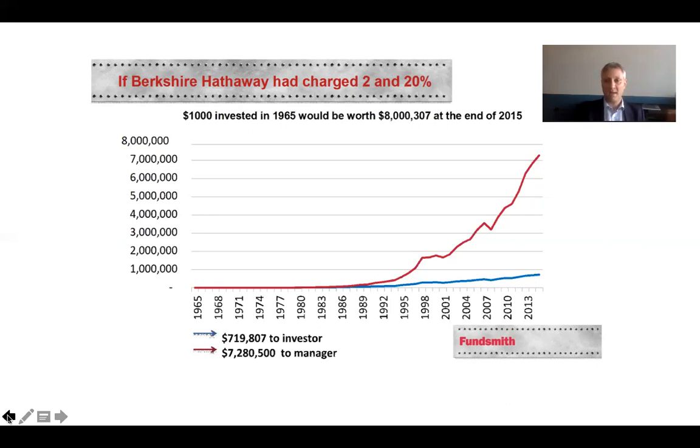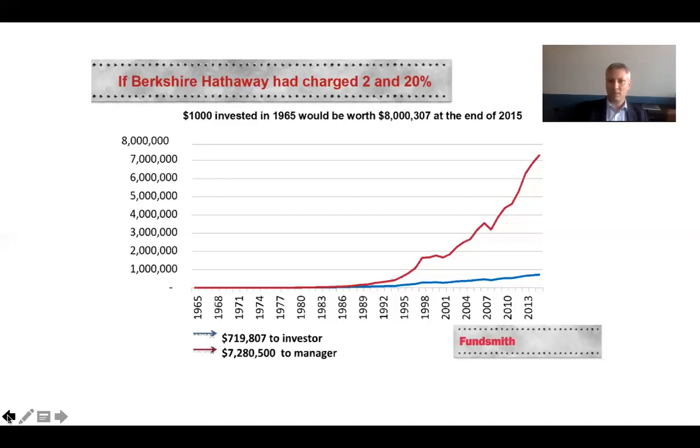So a pretty standard, as the industry calls it, 2 and 20 charging structure, or fees to invest in a really good manager. And I don't think anyone can disagree that Warren Buffett is one of the best managers to invest in as per his performance. Up until 2015. But you can see the difference in what you would get back at the end of it.